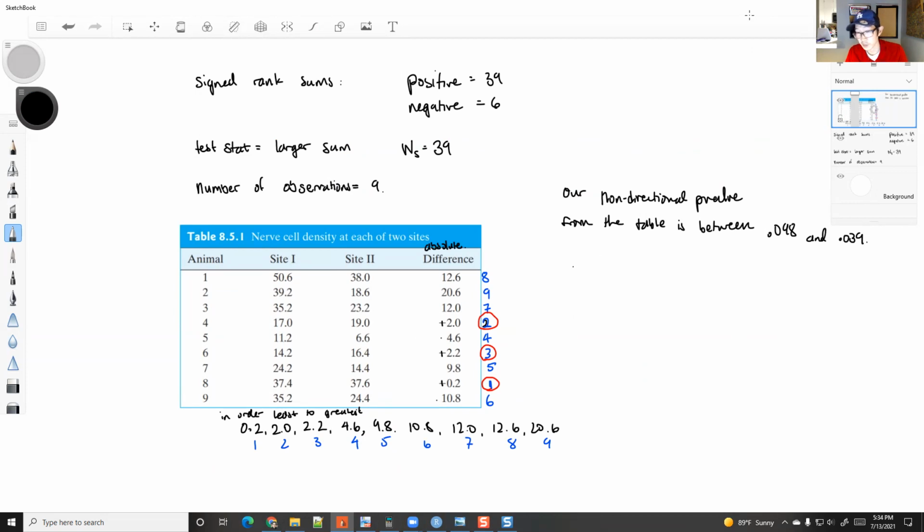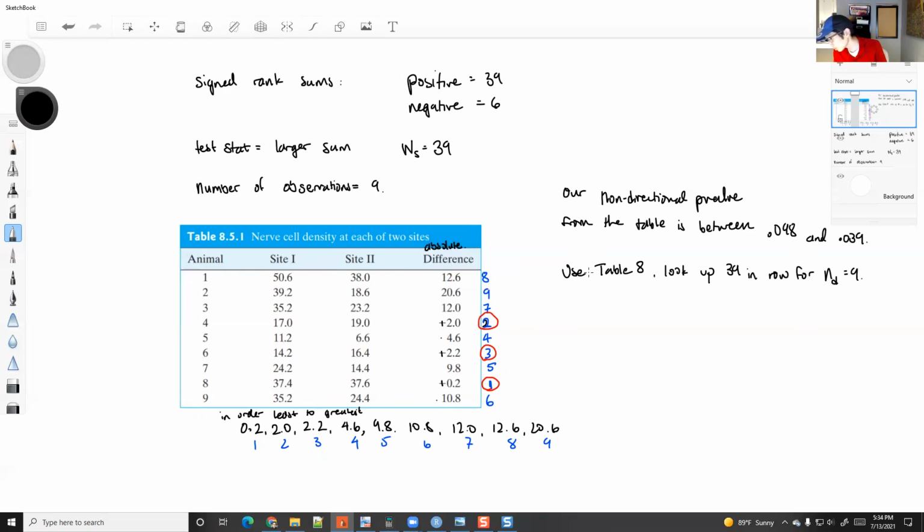Okay, so we use table 8. Look up 39 in the row for ND equal to 9. Okay, so this is how we get that. All right, so how do we tell if this test is directional or non-directional?